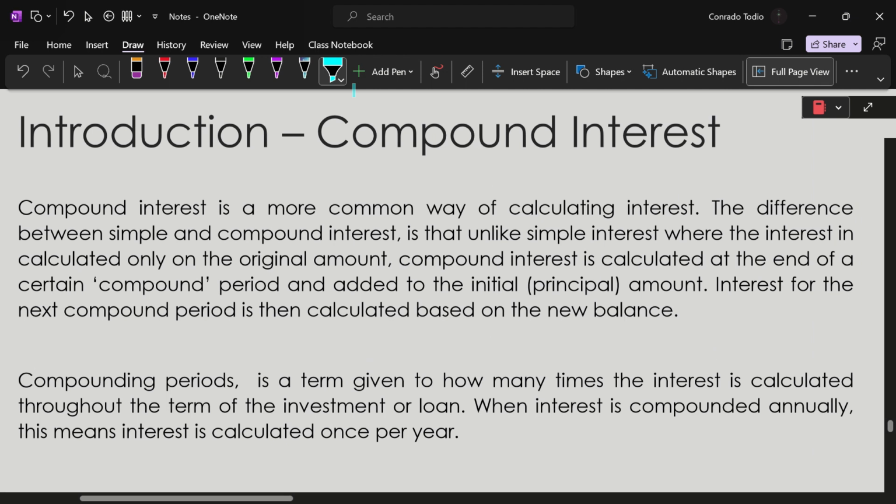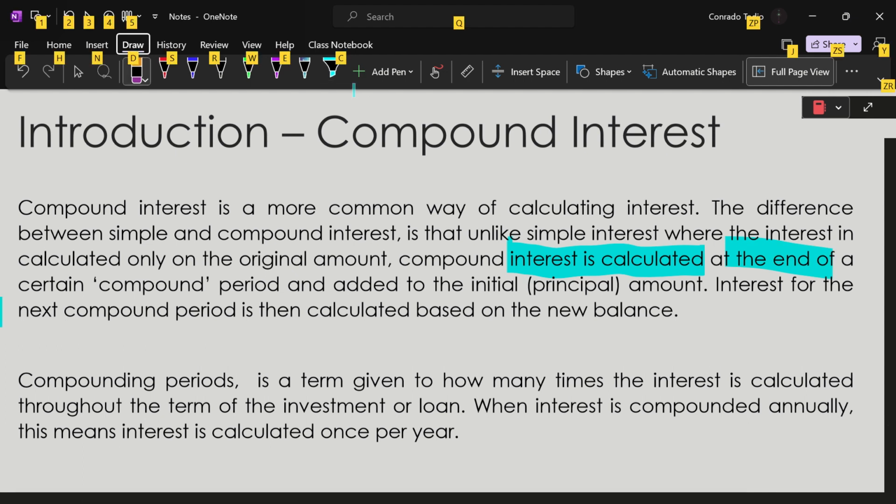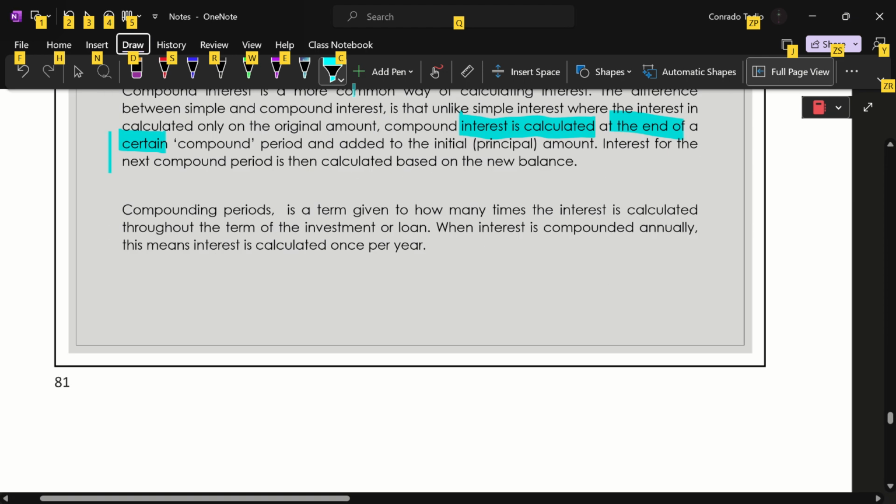What you're doing is you're adding interest. So interest is calculated at the end of a compound period. And then what happens is you're just multiplying each time. That's it. So instead of adding, you're just calculating interest at the end of each one. So it's going to be slightly different, and I'll show you how that works.